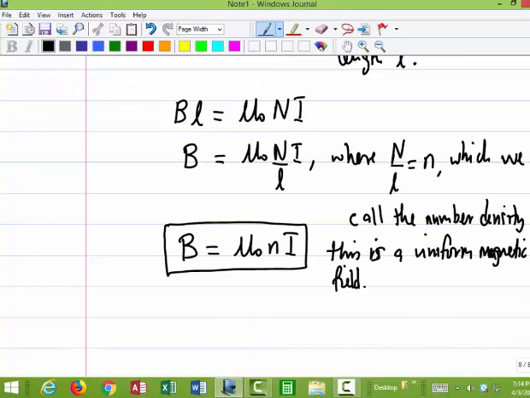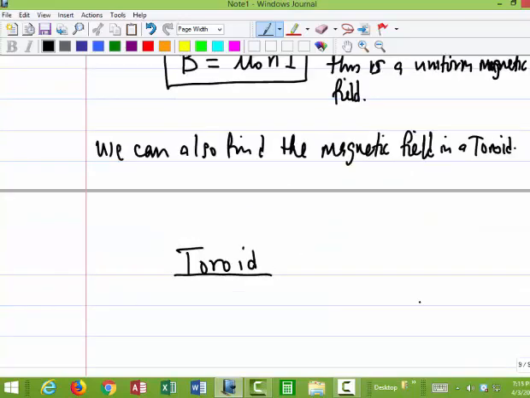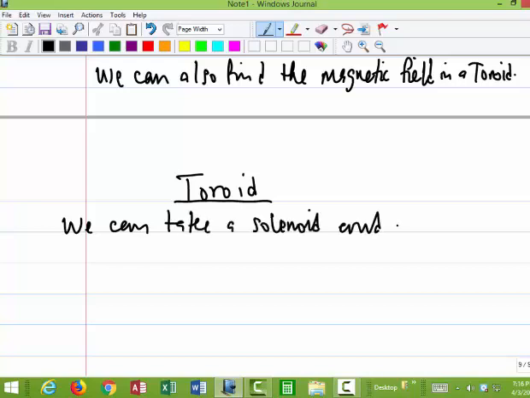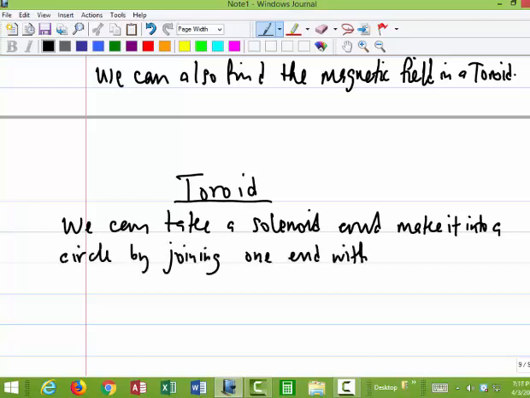So that's the solenoid. Let's do the toroid next. So a toroid basically is just like a solenoid. If you take a solenoid, let's say you have wires wound around in space, and you just turn it on itself and hook it that way, that will make it a toroid. So the toroid is basically just wires wound around in a circle. Okay. So let's say that we can take a solenoid and make it into a circle by joining one end with the other, to form a toroid.